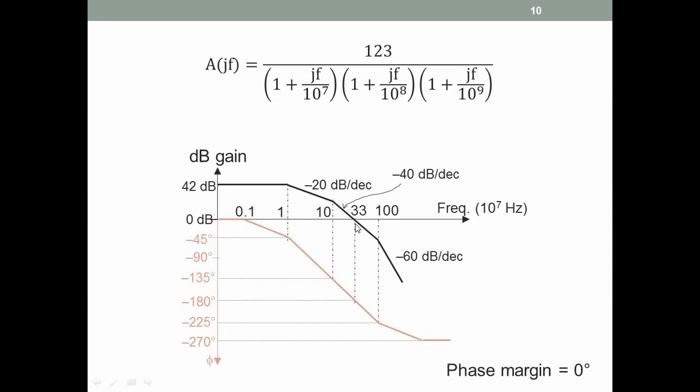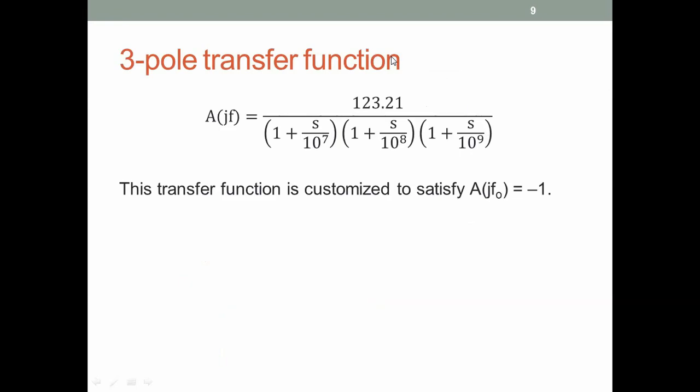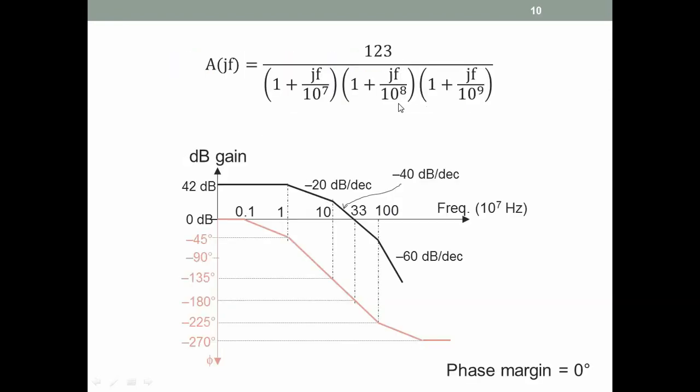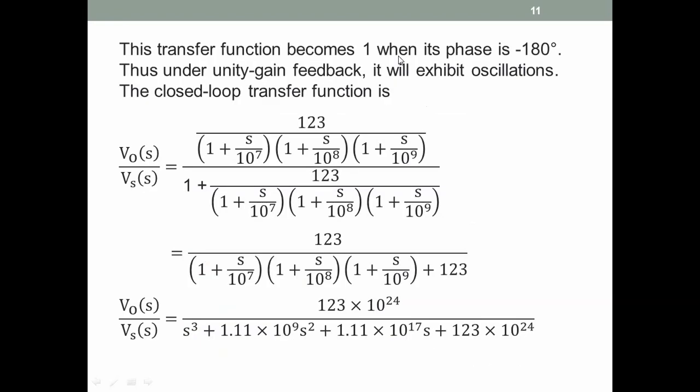Therefore the phase margin of this is 0, because the phase is minus 180 degrees. Plus 180 gives a phase margin of 0. Now let's do a bit of mathematics here with this transfer function. By the way, this is 123.21. I am writing this just for its simplicity. It's assumed that it is 123.21 throughout.